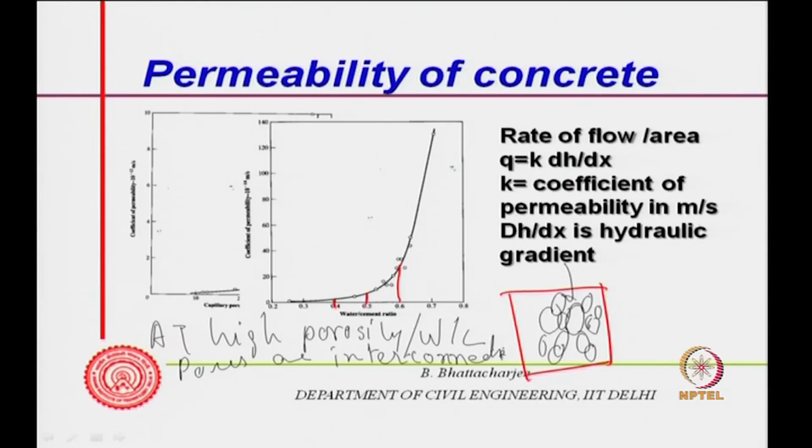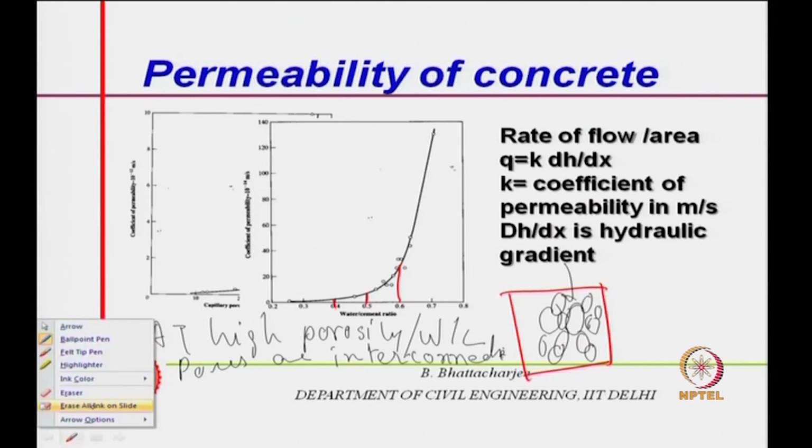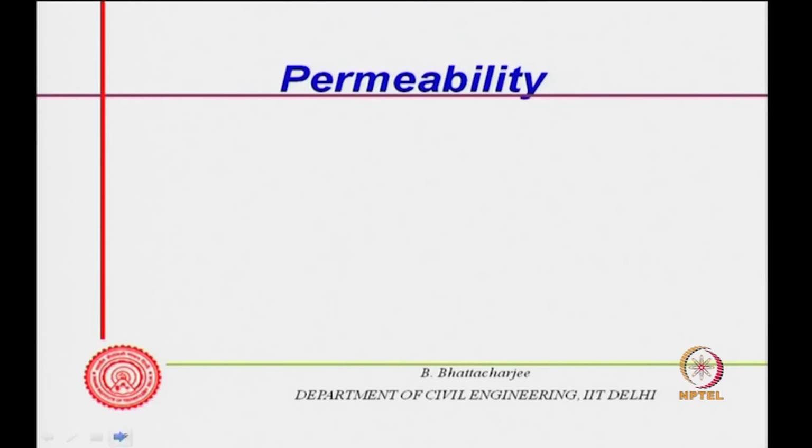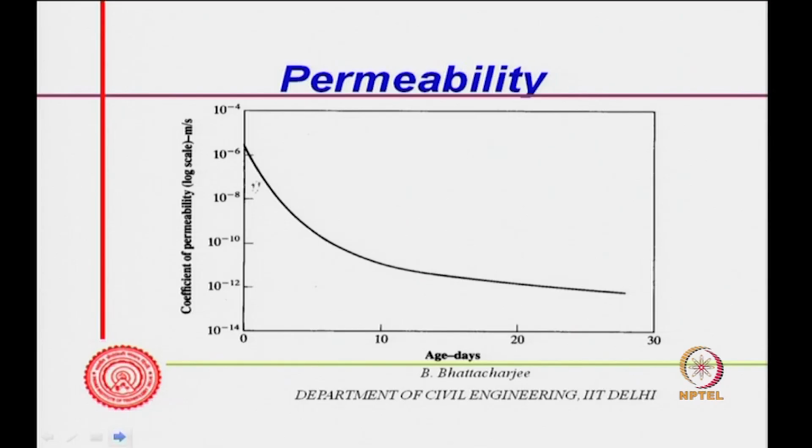So, there is a percolation threshold of something like 0.5, after which all pores tend to be connected, and there is a tendency for permeability to increase. So, you can see that porosity and interconnectivity of those pores is an important issue as regards permeability. It reduces with age. As the age in days increases, the coefficient of permeability reduces. This is plotted in log scale, from 10 to the power minus 6, and it goes to 10 to the power minus 12 meter per second.